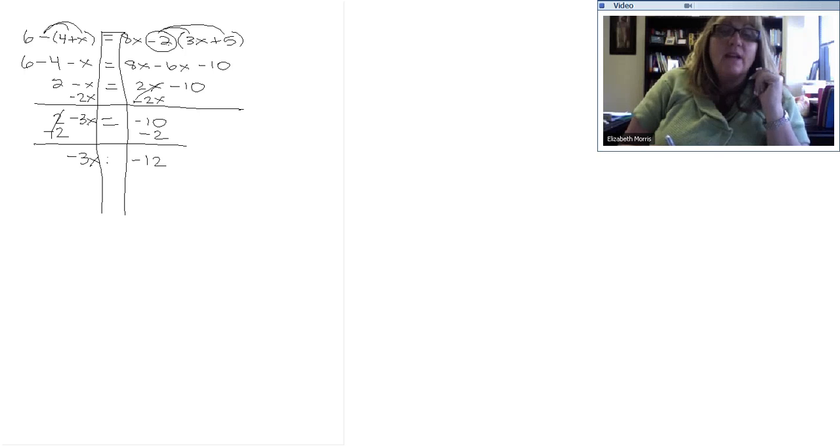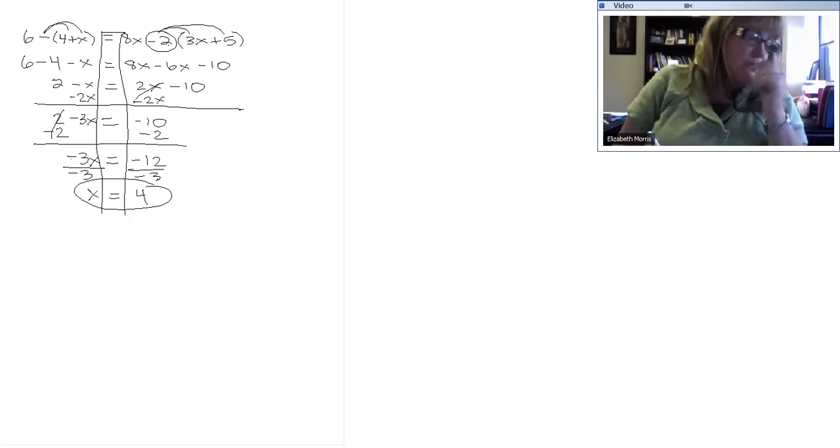Now I have negative 3 times x. So I need to divide by the negative 3. That becomes 1, or just x. And negative 12 divided by negative 3 is positive 4. All right.